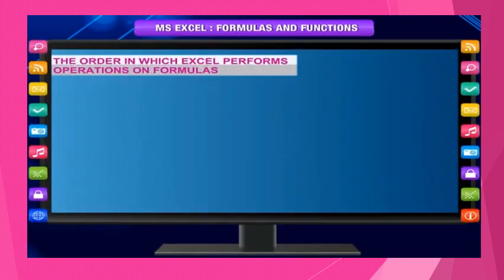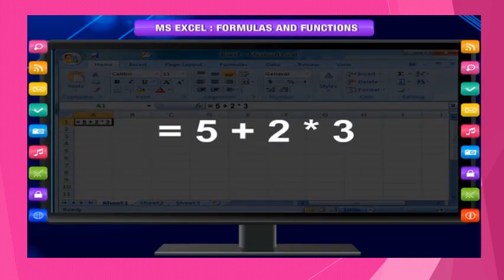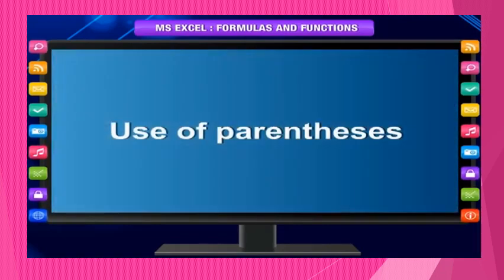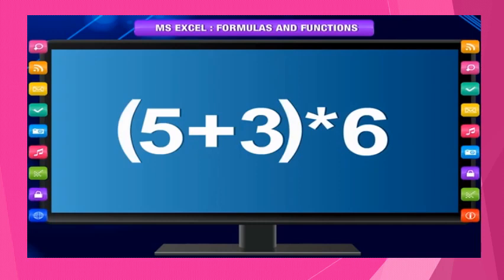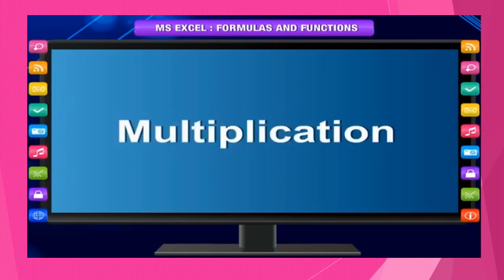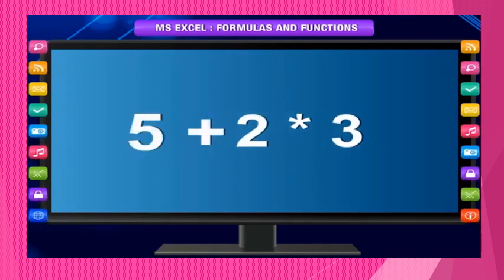The order in which Excel performs operations in formulas. There is a default order, left to right, in which calculations occur, but you can change this order by using parentheses. Use of parentheses. To change the order of evaluation, enclose the part of the formula to be calculated first in parentheses. For example, the following formula produces 11 because Excel calculates multiplication before addition. The formula multiplies 2 by 3 and then adds 5 to the result: =5+2*3.